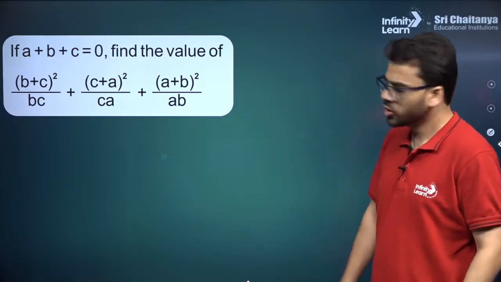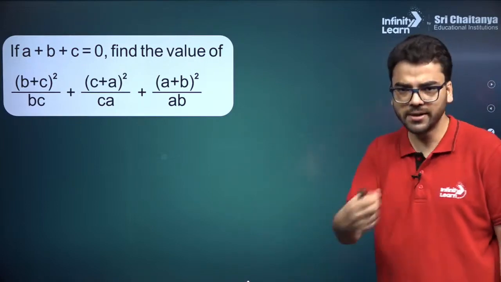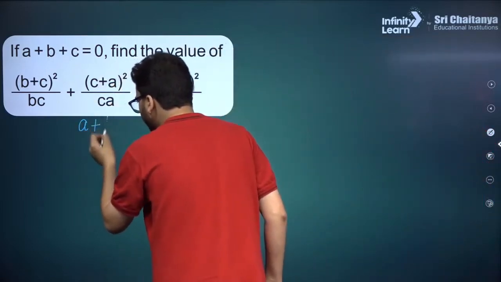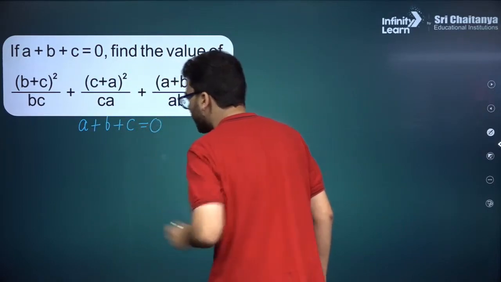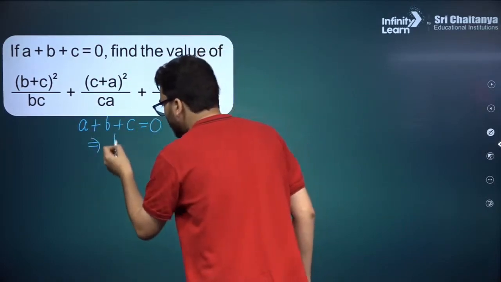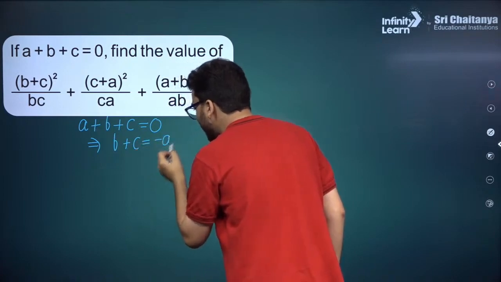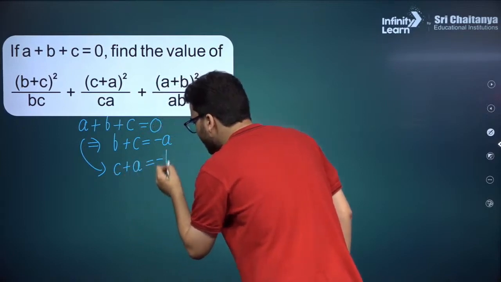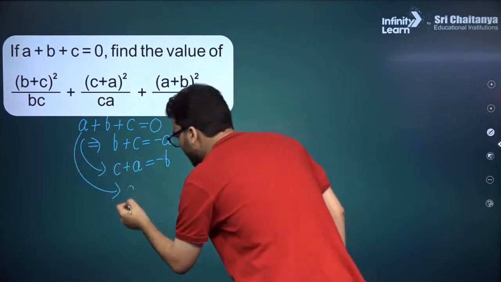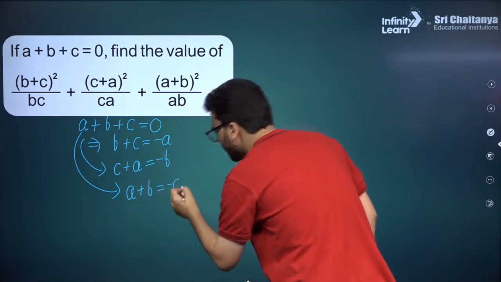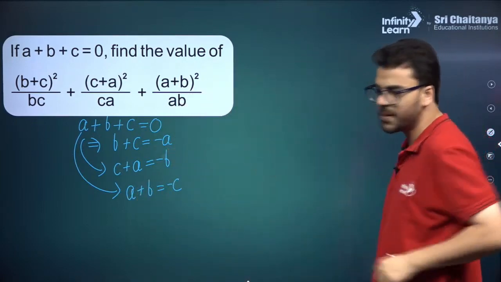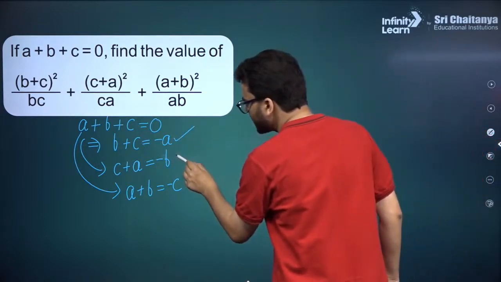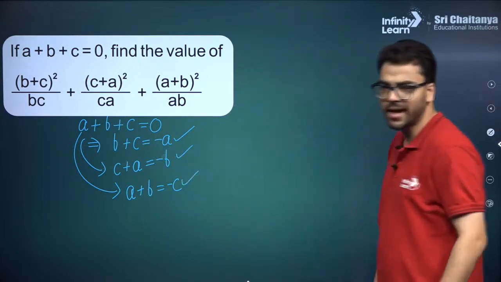You got that logic? So again, this is a trick based question and it will save your time if you do it using identities. See, a plus b plus c is given to be equal to 0. So can I not say over here that in place of b plus c, I can write minus a? In place of c plus a, I can write minus b, and in place of a plus b, can I write minus c? You can understand this very easily. Because a plus b plus c is 0, b plus c is minus a, c plus a is minus b, a plus b is minus c.